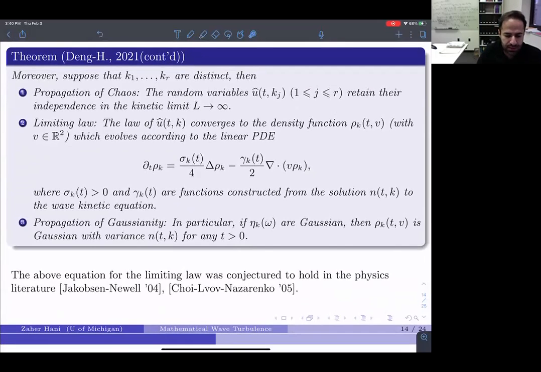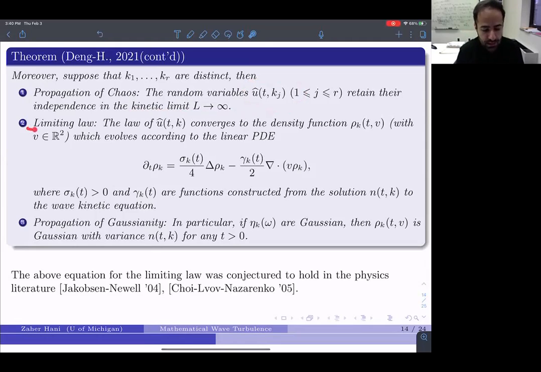Now, this came in a second work with Yu Deng. Suppose that you take k1 up to kr to be r distinct wave numbers. Then we have propagation of chaos. The random variables u hat of t, k_j. Remember, u hat initial at k_j were taken to be independent from each other. As I said before, as you turn on the nonlinear interaction, they start interacting and they stop being independent. But the magical thing is that this independence is retained when you take the kinetic limit. So as L goes to infinity, the random variables u hat of t, k_j retain their independence again. This is what is called propagation of chaos.